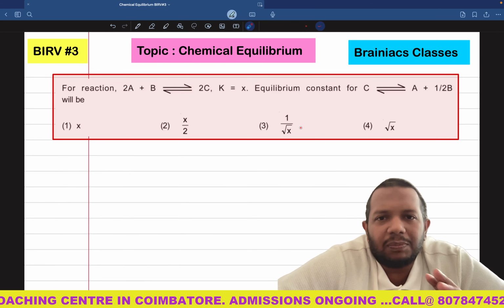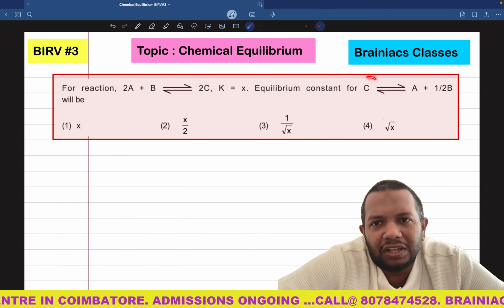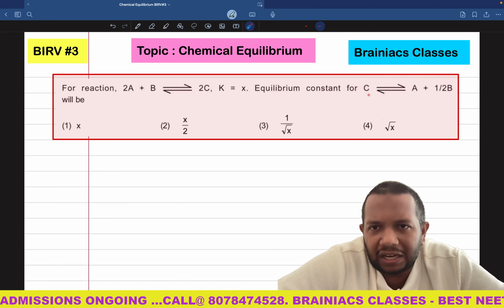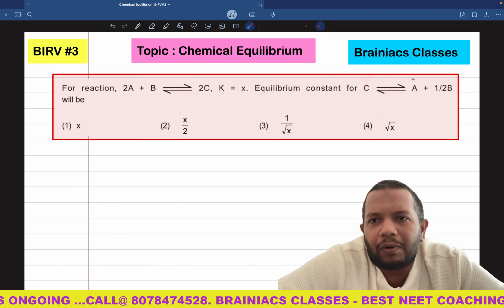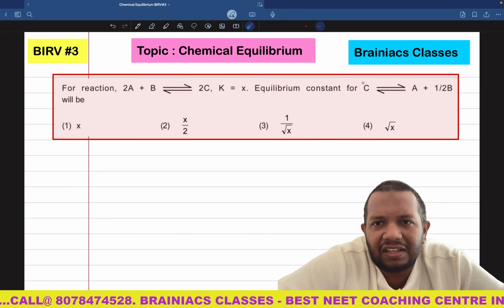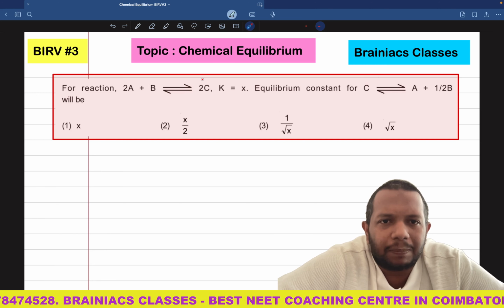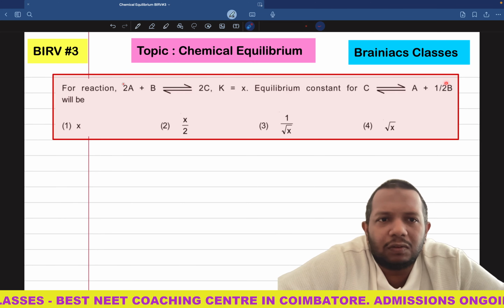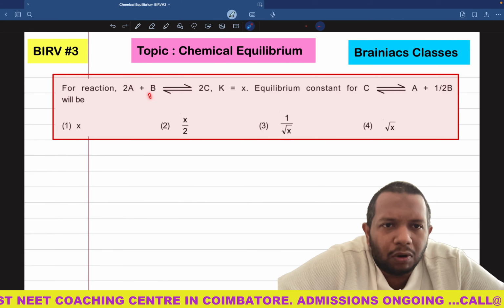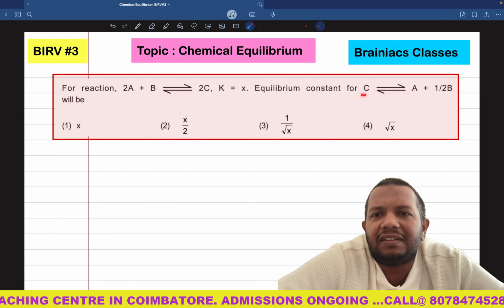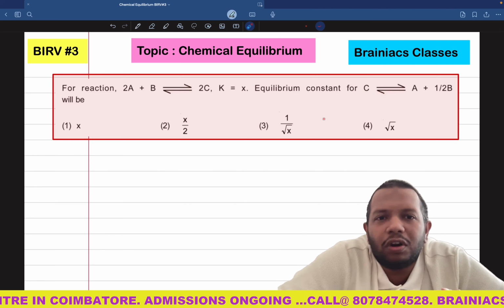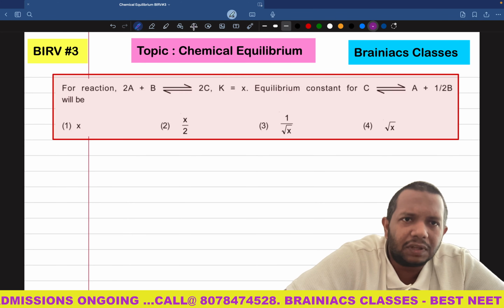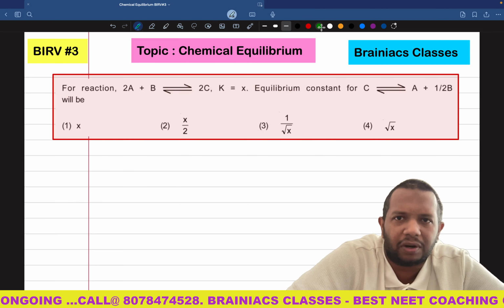So in this type of question, they are asking you to find the equilibrium constant of a new reaction. But please check that for this new reaction, all the reactants and products are present in the given reaction. Here for example C is present, A is also present here, and B is also present here. That means if you modify this reaction, you can get this new reaction. So what modification we are doing, that is what is important.